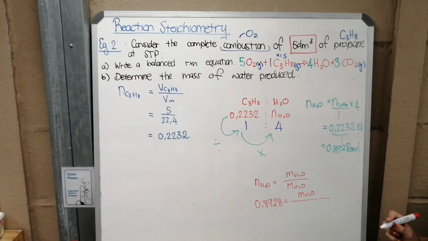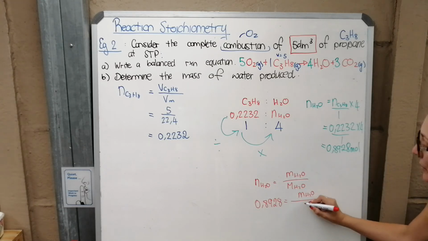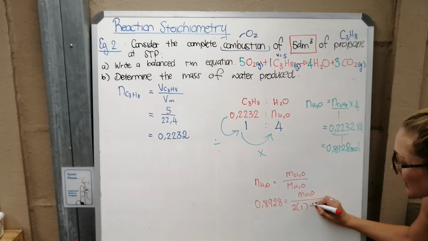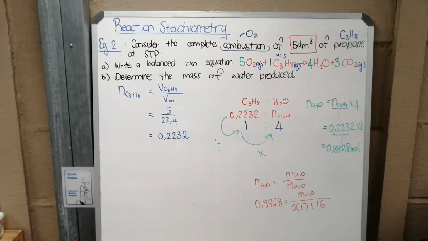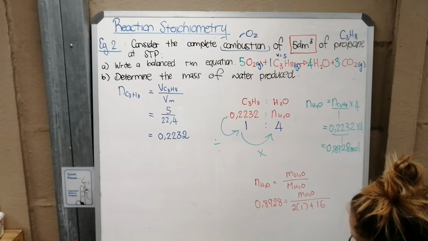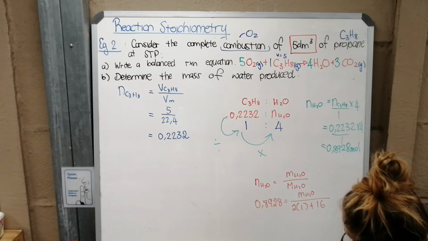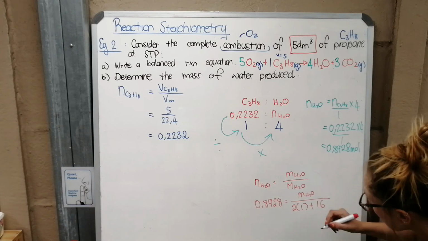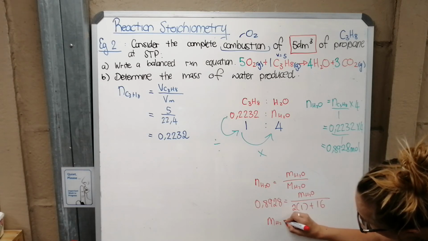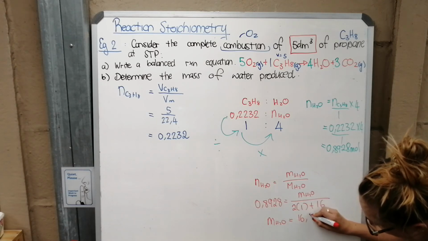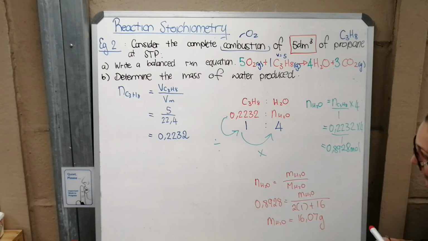And the molar mass of water will be twice the molar mass of hydrogen plus the molar mass of oxygen. So we're going 0,8928 times 18. And we get that the mass of H2O produced will be 16,07 grams.